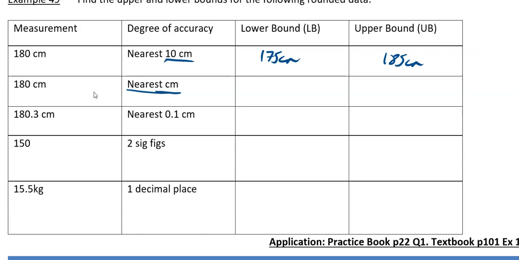For this second one, it's to the nearest centimeter. So that's 1 centimeter. Half of 1 centimeter is 0.5. So take 0.5 away from 180 to get 179.5 centimeters. Add 0.5 on to 180, so it's 180.5 centimeters.